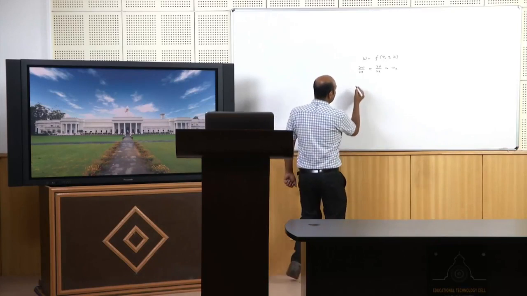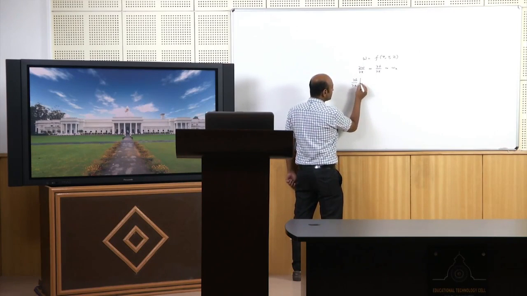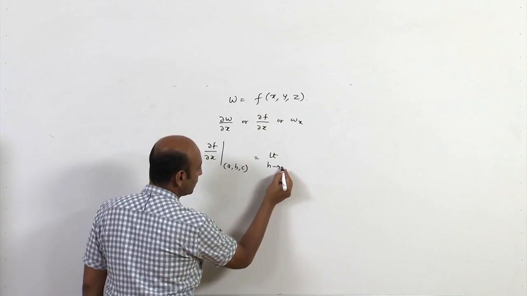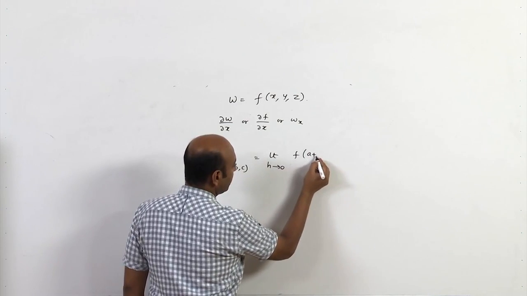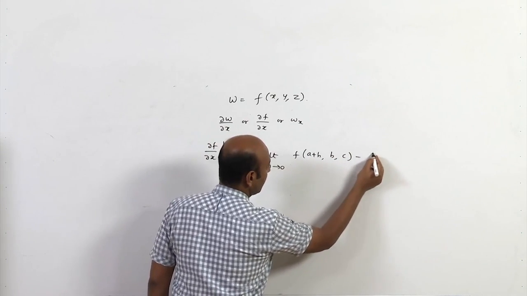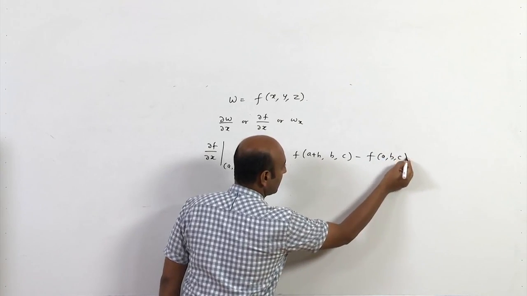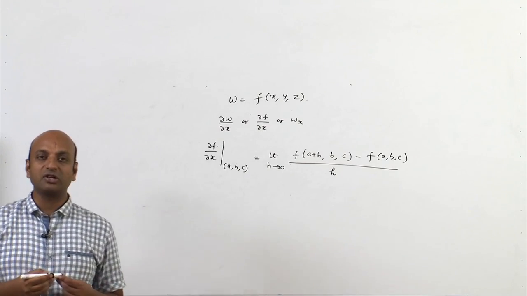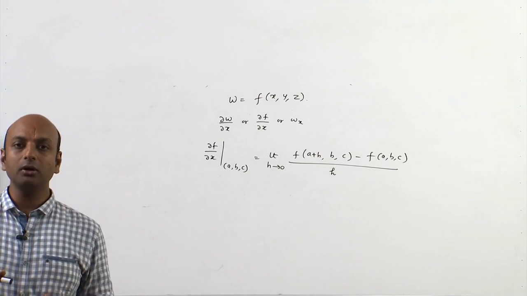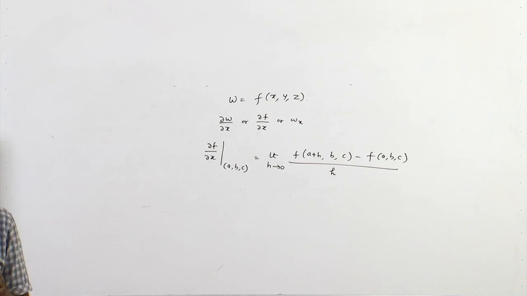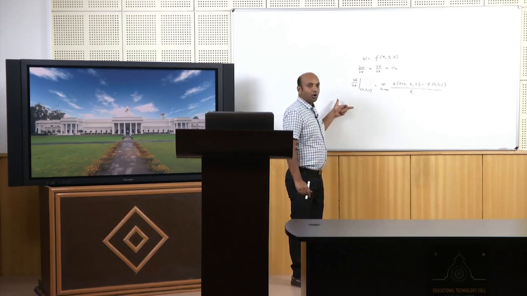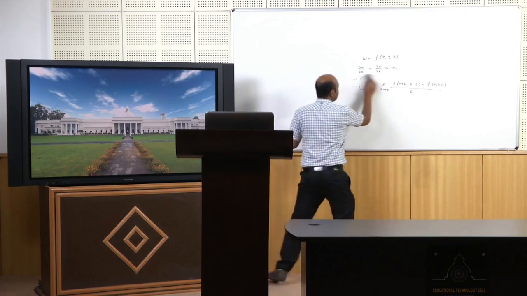Suppose you want to define del f upon del x at some point, say a, b, c. So, how can I define this? It is the limit h tending to 0 of f of a plus h, b, c minus f of a, b, c upon h. The same definition which we have used for 2 variable functions will be followed for 3 variables or more than 3 variables. Similarly, we can define del f upon del y or del f upon del z. Now, we will solve some problems based on this.